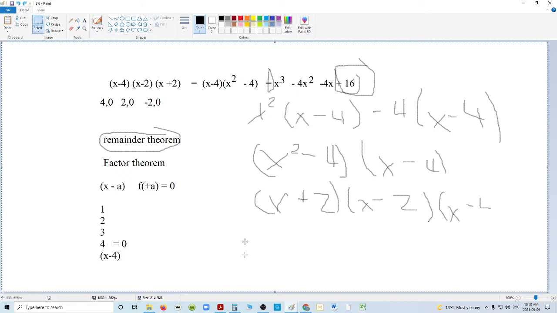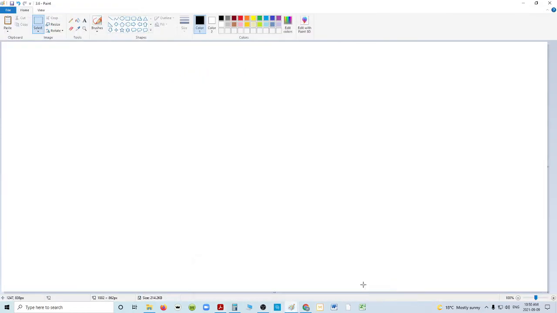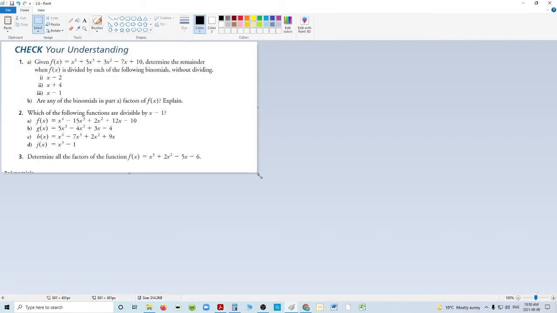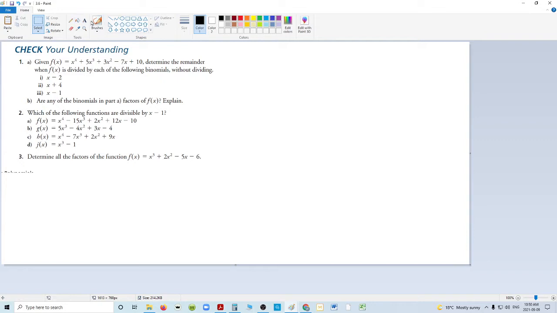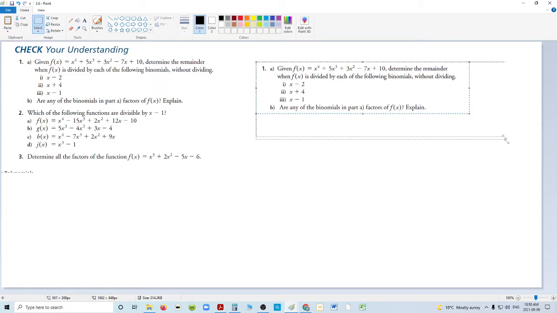So let's go on. Let's do some of the questions. They let you warm up first to make sure you understand the basic concepts. Check your understanding. Since this is a cubic, determine the remainder of f of x when dividing by both polynomials without dividing. So they're essentially asking you to use the remainder theorem. You might say, I don't quite get what the point of this is, but it leads to other things. Okay, it leads to other things. So let's look at it.